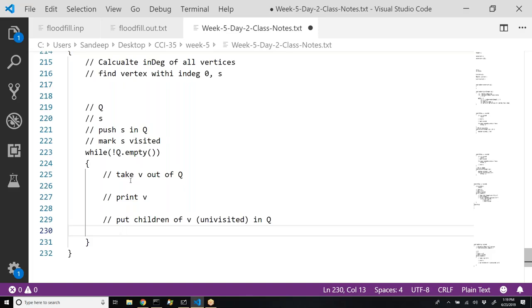Decrement the degree of every child, right? For every child C of V, can we say in degree of C, or we do minus minus? Either way is fine. Oh, the terminology is becoming confusing.